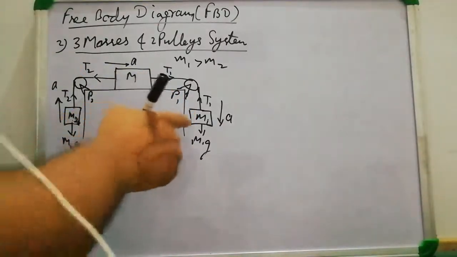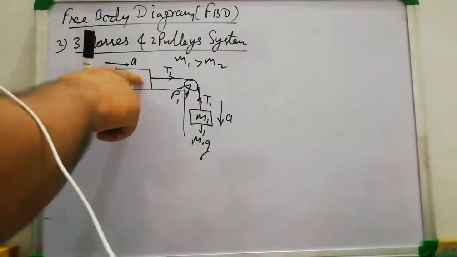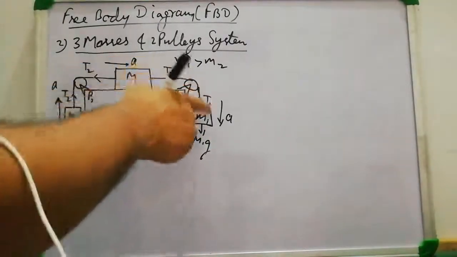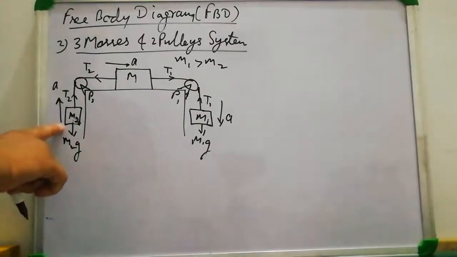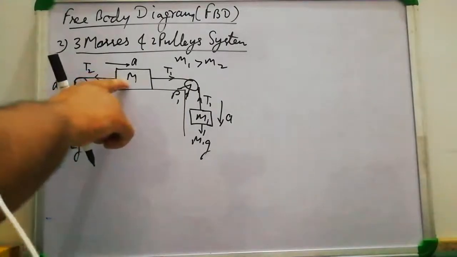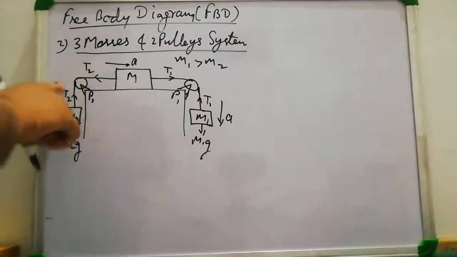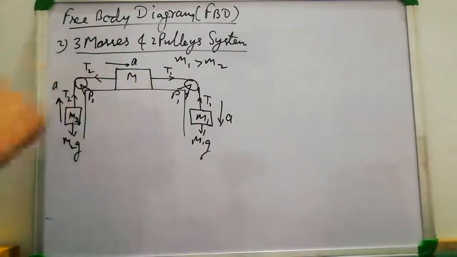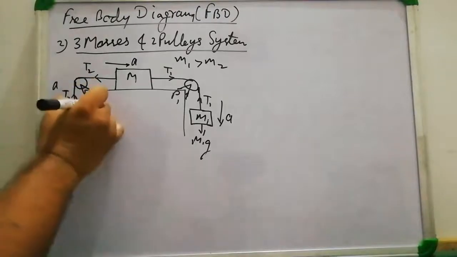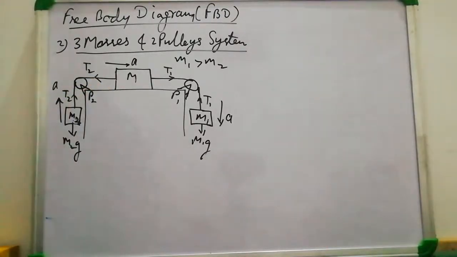So the mass m1 is connected with the mass capital M with the help of a string over the pulley P1. Similarly, mass m2 is connected with mass M with the help of another string. These two strings are not the same. These are two different strings. So it is connected over the pulley P2.